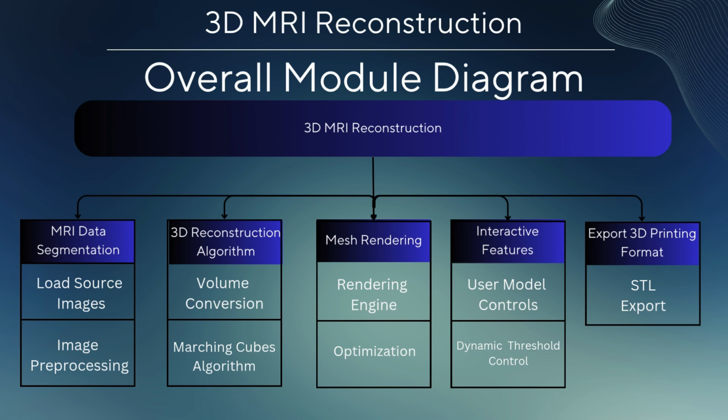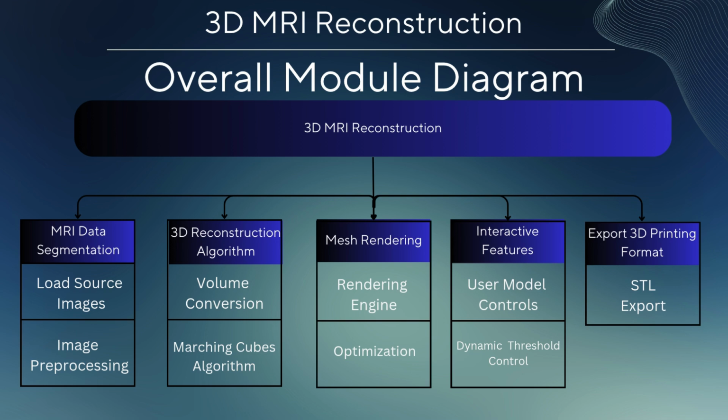This rendering engine visualizes the 3D model in real time. Additionally, optimization techniques are applied to improve rendering performance and mesh quality. Moving forward, we have the interactive features module. This allows users to directly interact with the 3D model using user model controls. It also includes dynamic threshold control, enabling real-time adjustment of segmentation threshold to refine the model interactively.